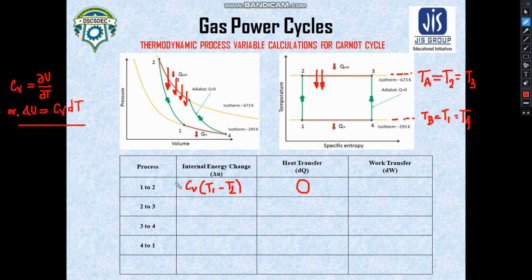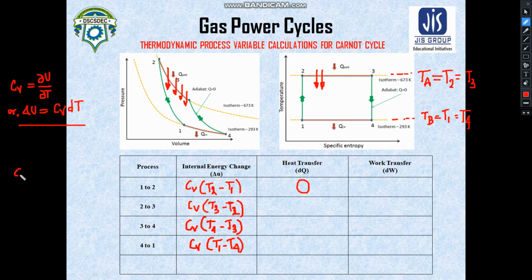Okay, similarly for the process 2 to 3, what will be the internal energy change? It will be T3 minus T2. Okay, I am sorry that I have written T1 minus T2. Always remember the change is final minus initial. I am very sorry that I have made a mistake over here. So it will be T2 minus T1. And here it will be T3 minus T2. Okay. And here it will be Cp. What is the initial? 3. And what is the final state? It is 4. So Cv T4 minus T3. Okay, so it is T4 minus T3. And here it will be very simple. It will be T1 minus T4. Okay, very simple to understand.